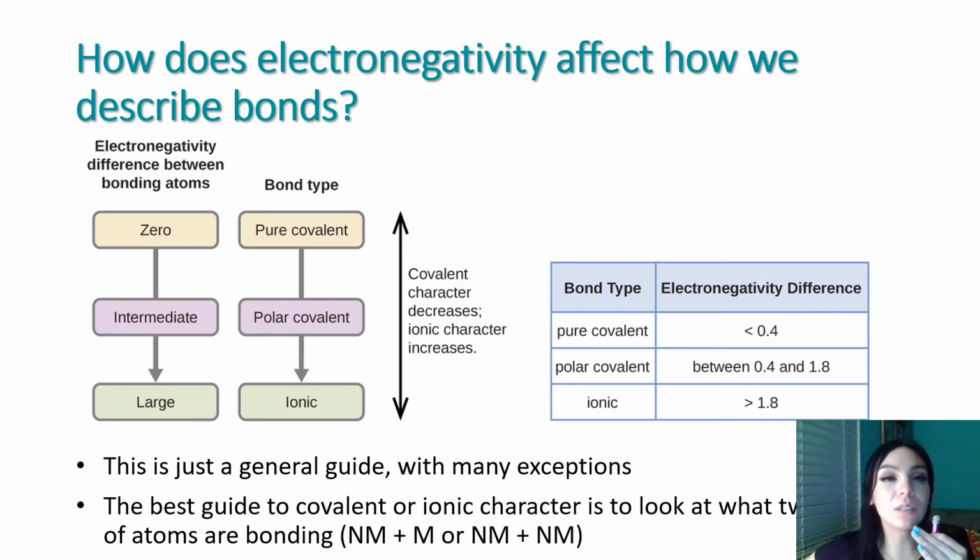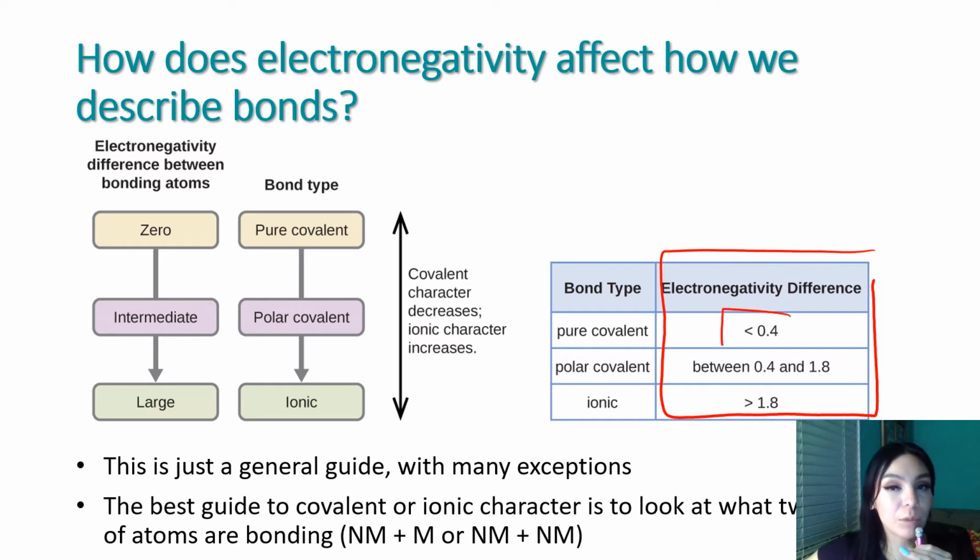So how does this electronegativity difference affect how we describe bonds? All we've said so far is that if you have a difference, you're going to have a polar bond. But we actually have a numerical scale that we already have set out. So if the difference is less than 0.4, we classify this as just a pure covalent. If it's anywhere between 0.4 and 1.8, we call this polar. If it's anything greater than 1.8, this is just completely ionic.